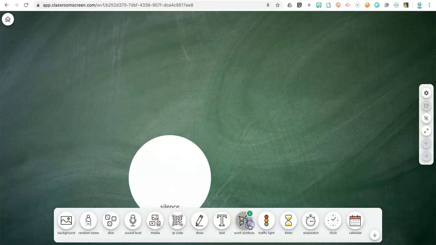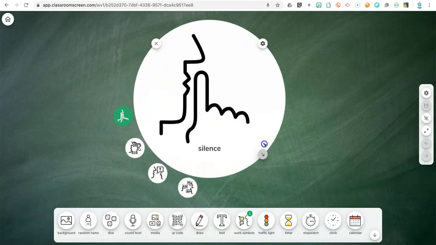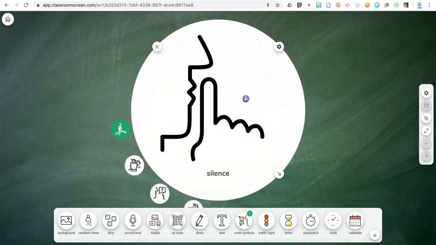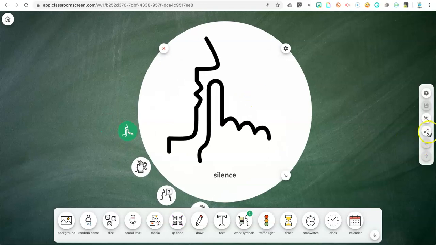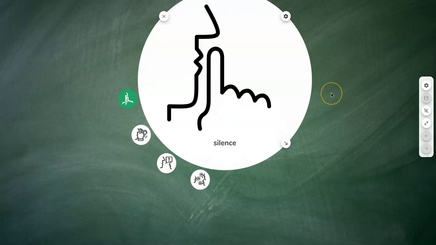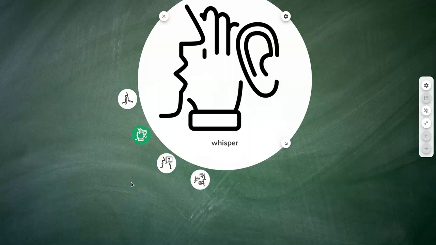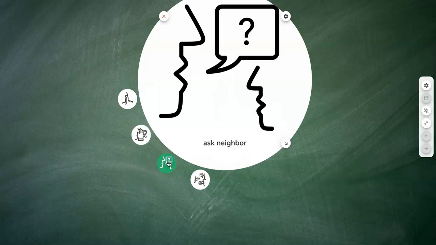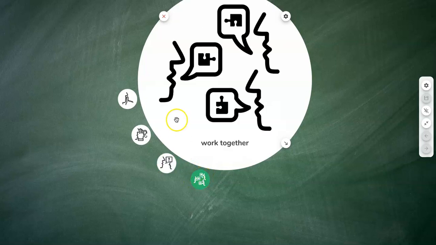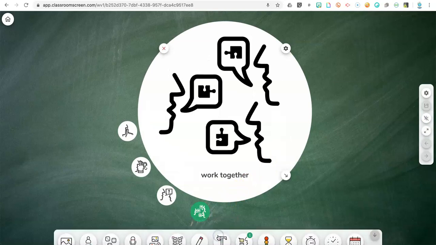Next up is the work symbol. This is one of my favorites. Depending on what's happening in the classroom, you can decide for your students. Of course, you'll have to teach this to your students first. Right now, we're working on silence. It means no talking. Then you can choose if we're whispering or it's time to talk, maybe a think, pair, share activity, or if you're doing a collaborative activity, we work together.